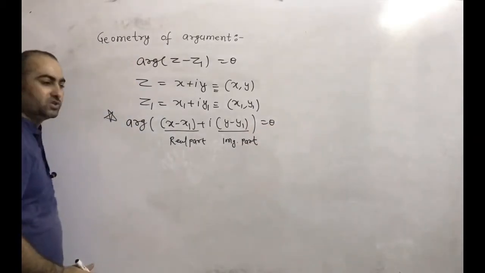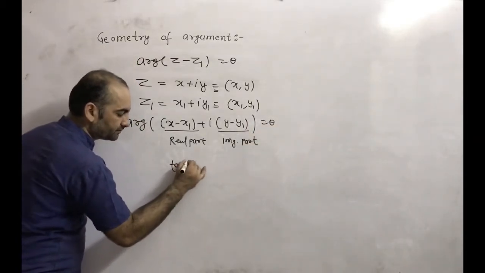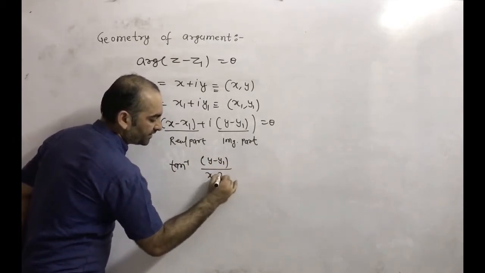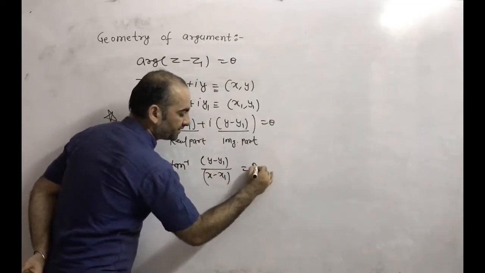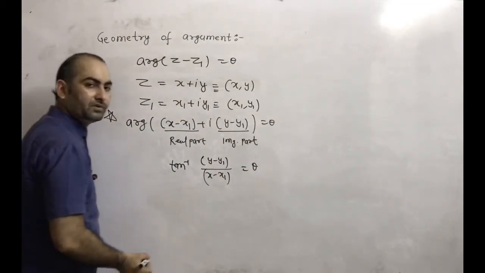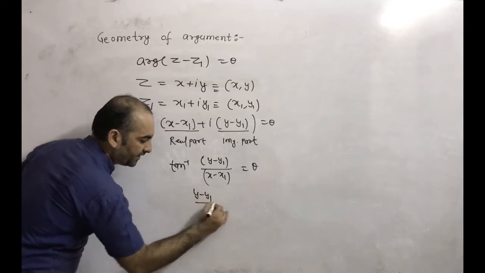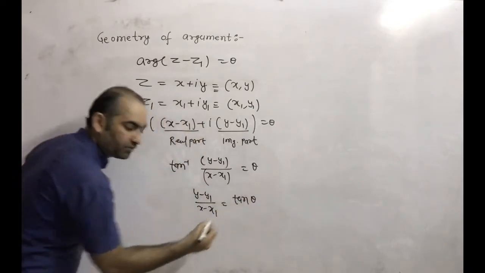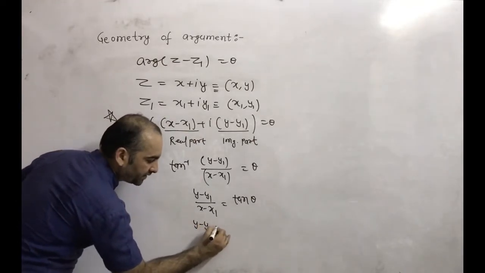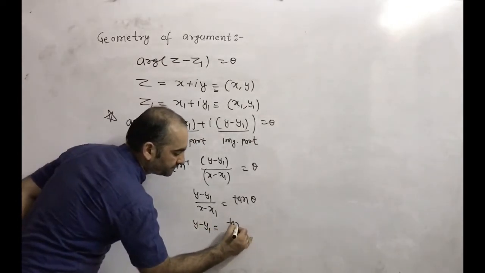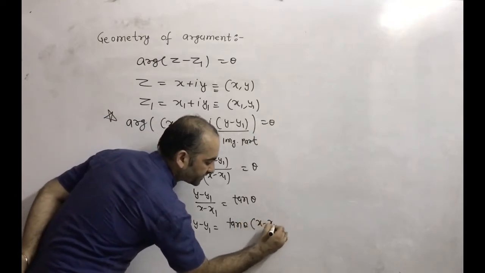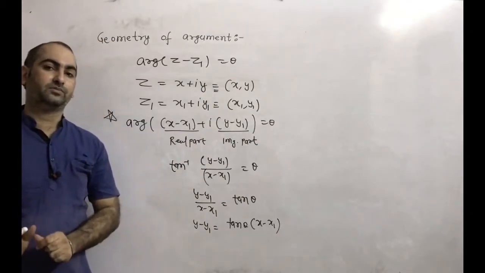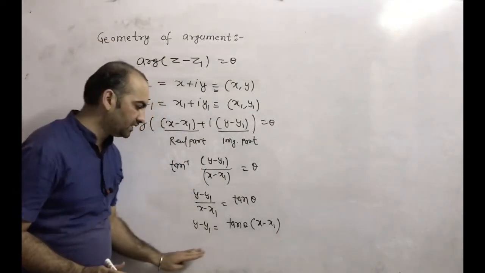Okay, so what will come? Tan inverse of y minus y1 divided by x minus x1 is equal to theta. Okay, so from here, y minus y1 divided by x minus x1 equals tan theta. So y minus y1 equals tan theta times x minus x1. Okay, we know that theta can be in the first, second, third and fourth quadrant. This is a line equation.